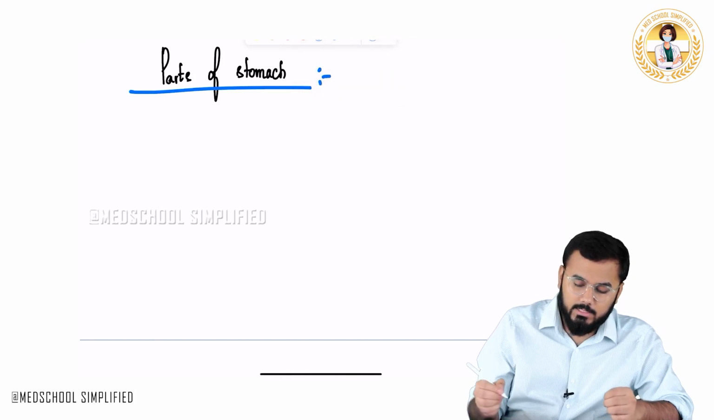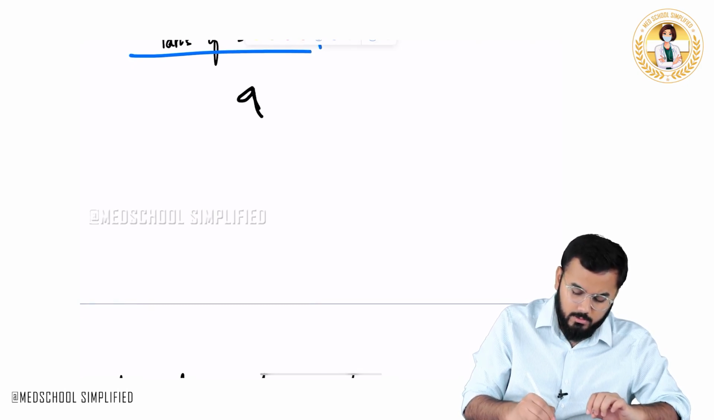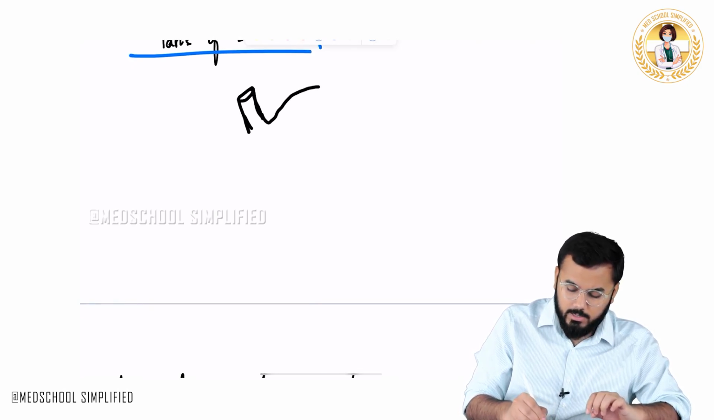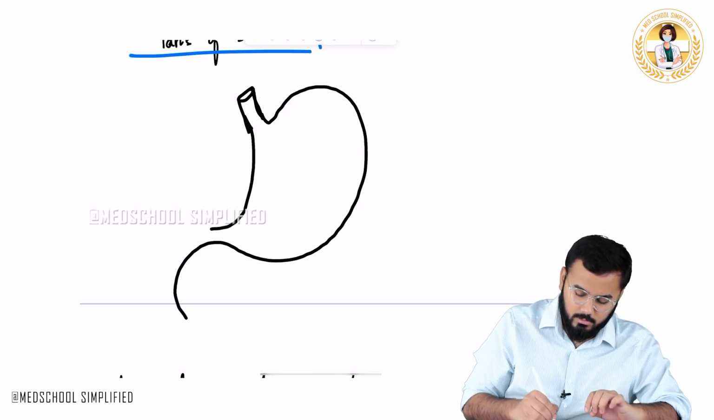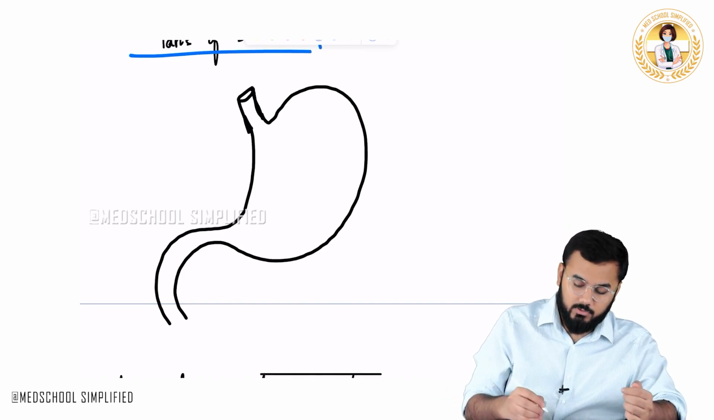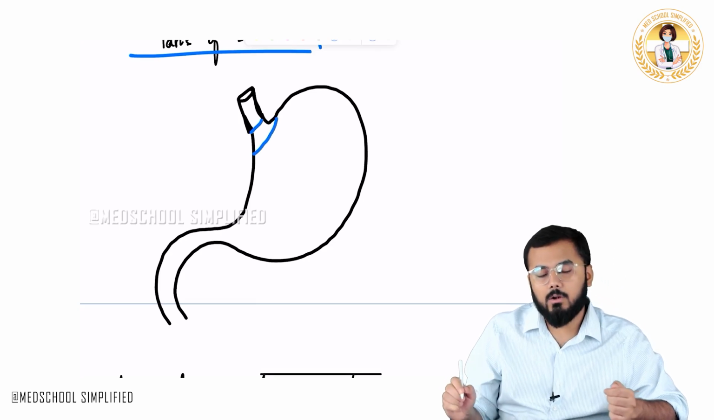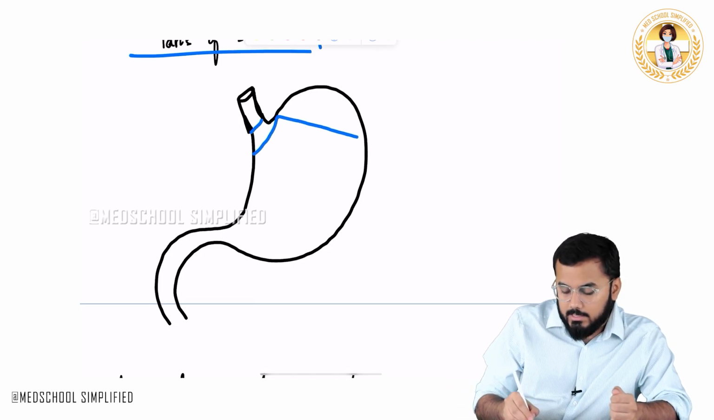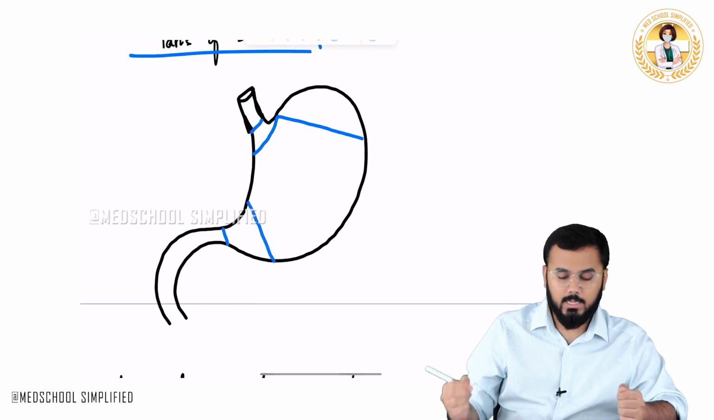Right, now regarding these different parts of the stomach, again let me draw the same picture of the stomach over here. Esophagus, and this is your stomach. Right, now here you have got many different parts. For example, from here till here, this is one part of the stomach, and next this is another part, and next this is another part, and this is another part.